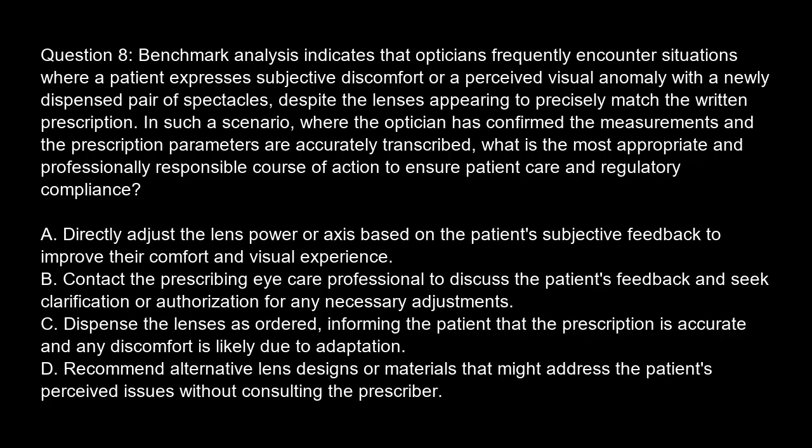Option A. Directly adjust the lens power or axis based on the patient's subjective feedback to improve their comfort and visual experience. Option B. Contact the prescribing eye care professional to discuss the patient's feedback and seek clarification or authorization for any necessary adjustments. Option C. Dispense the lenses as ordered, informing the patient that the prescription is accurate and any discomfort is likely due to adaptation. Option D. Recommend alternative lens designs or materials that might address the patient's perceived issues without consulting the prescriber.